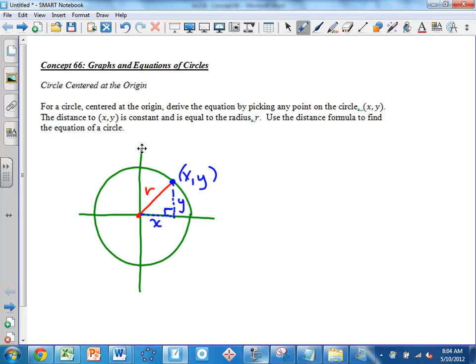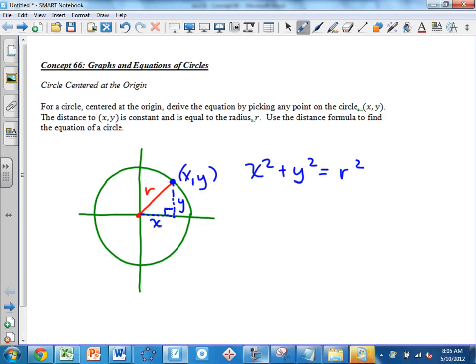Now, what theorem can I use to relate x, y, and r? Pythagorean. Good. Juliet, what would that say? a squared plus b squared equals c squared. Good. And in these terms? x squared plus y squared equals r squared. And that's the whole derivation for the equation of a circle.